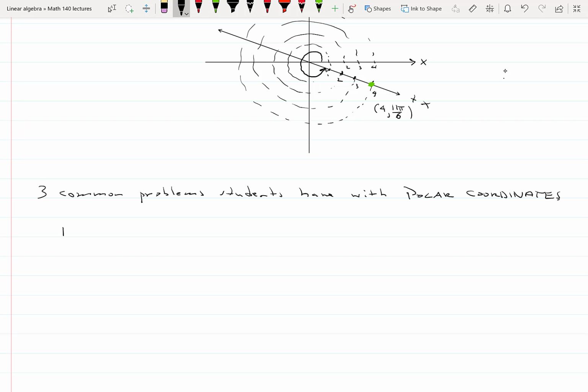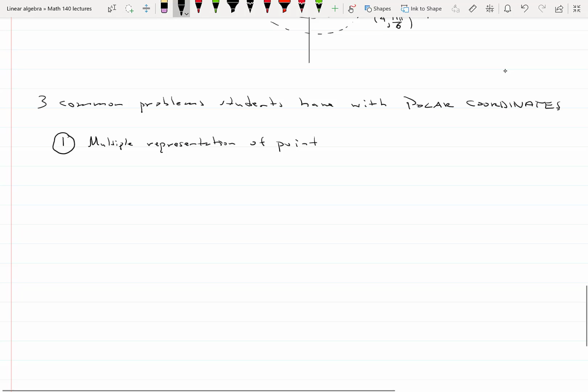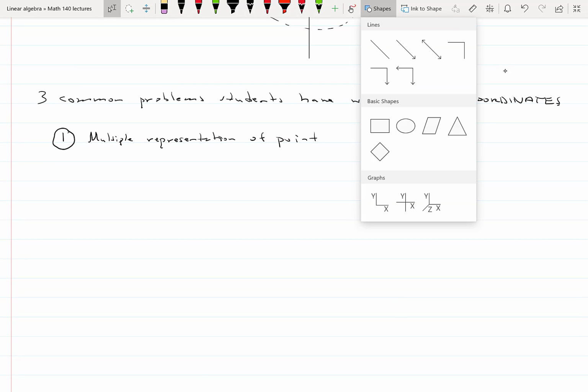The first is, it's going to sound funny at first, but we'll look at it carefully: multiple representations of points. What in the world does that mean? Well, in rectangular coordinates, we don't have multiple representations of a single point. What am I talking about? Okay, I'll show you what I'm talking about.